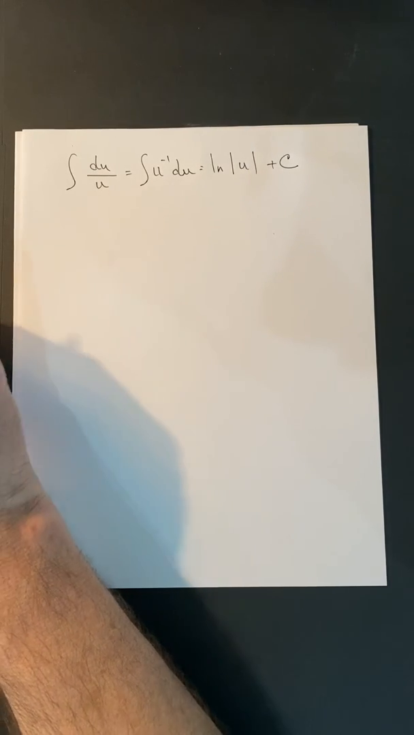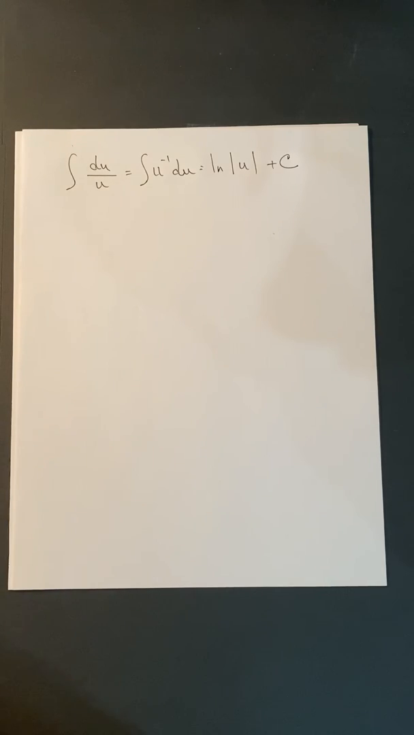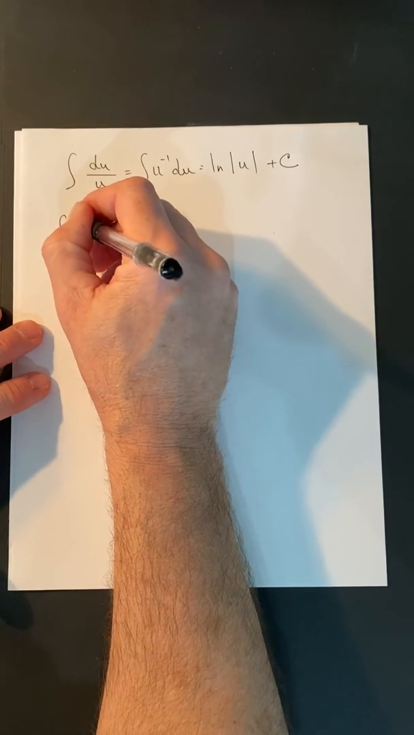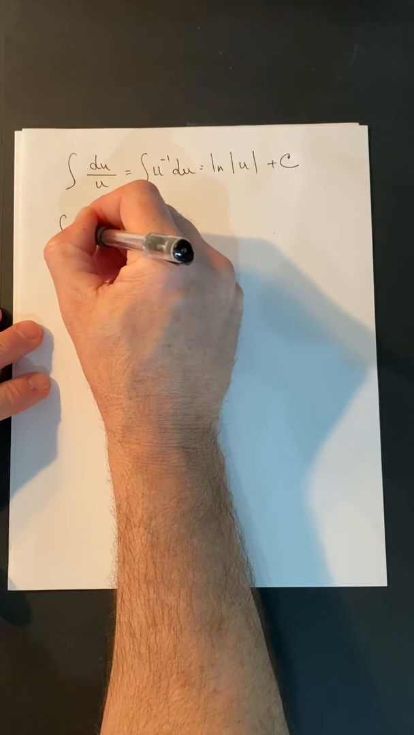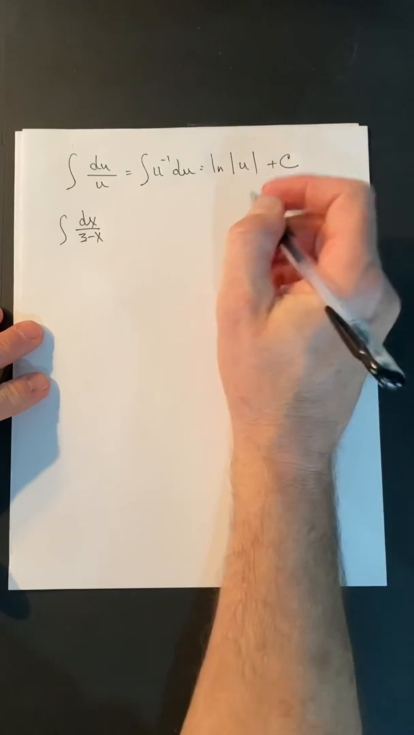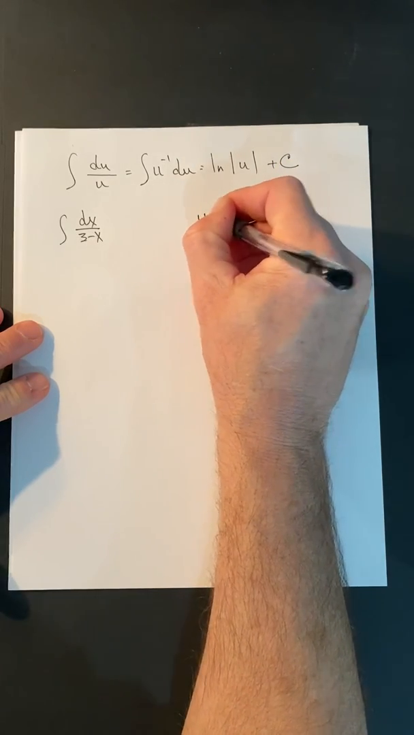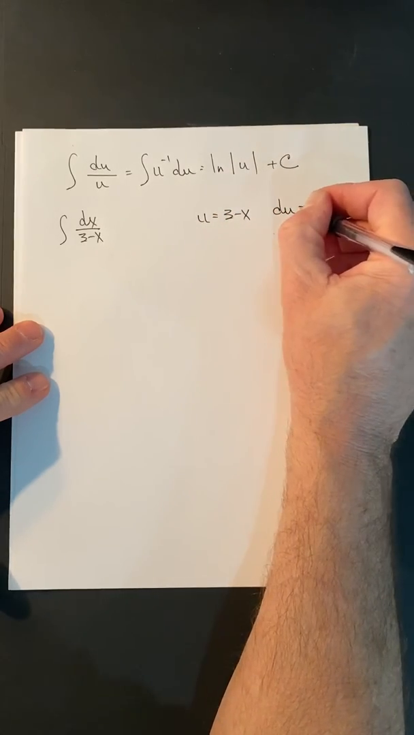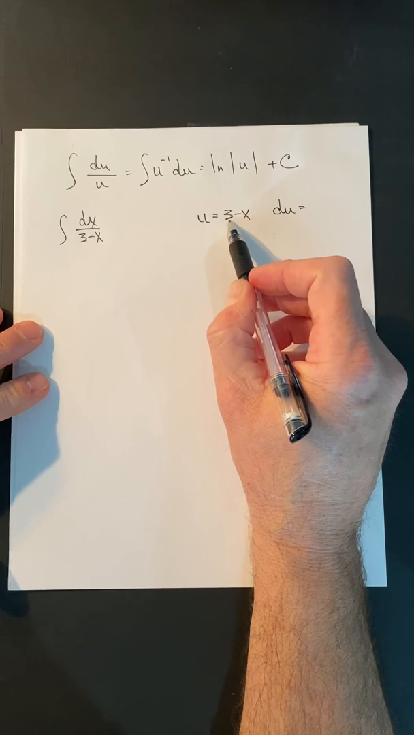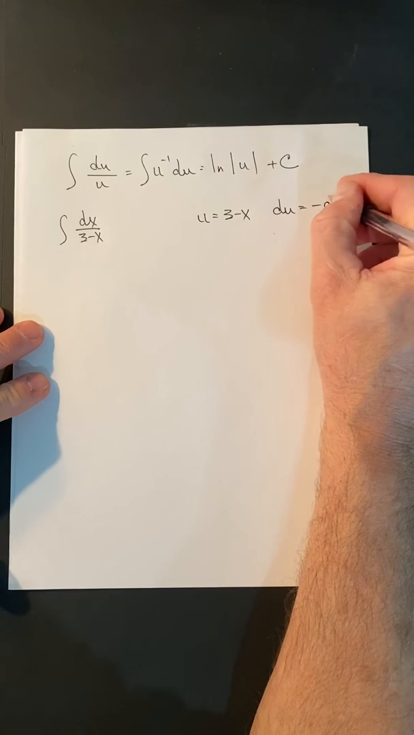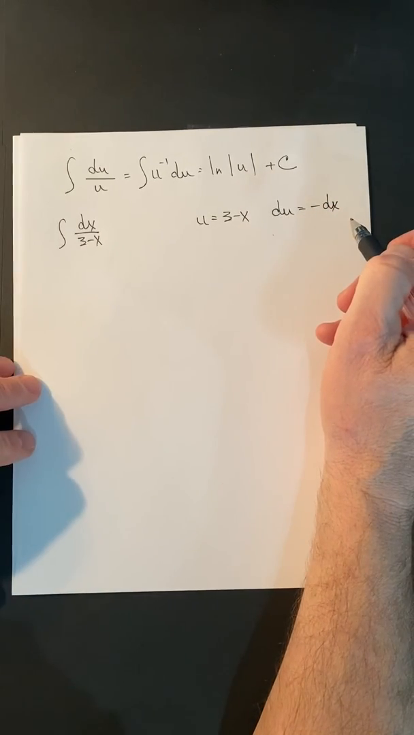So let's go in here and look at some examples. We'll just start off with the basic example. Let's say we're taking the integral of dx over 3 minus x, okay? So I'm going to say u is 3 minus x, so du, well, the derivative of a constant is 0. The derivative of minus x is minus 1. So it would just be minus dx, wouldn't it?